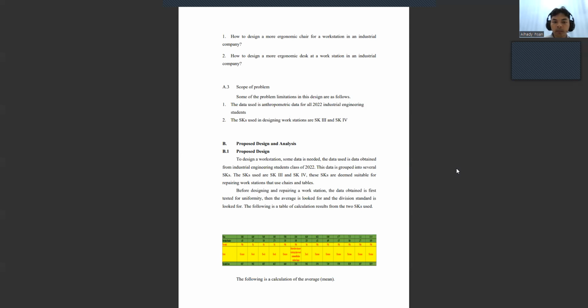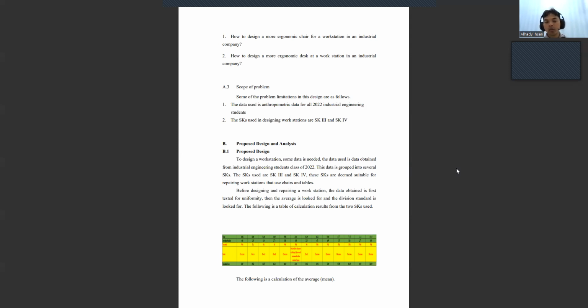B. Proposed design and analysis. B1. Proposed design. To design a workstation, some data is needed. The data used is data obtained from industrial engineering student class of 2022. This data is grouped into several SKS. The SKS used are SK3 and SK4. These SKS are deemed suitable for repairing workstations that use chairs and tables.